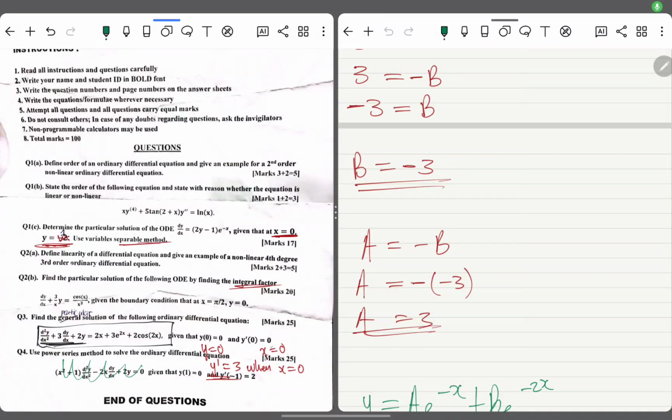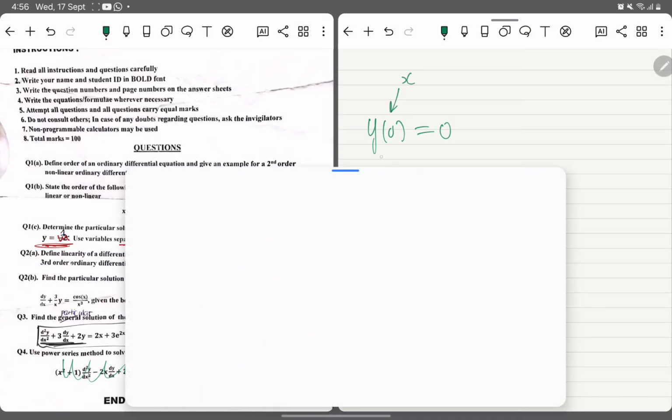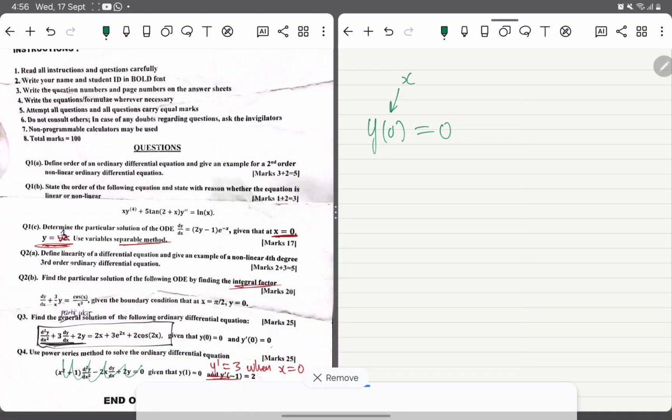About these conditions that you are given here. If they tell you that y of 0 is equal to 0, it means when x is 0, y is 0, because the value in here is for x. Isn't y a function of x? So if they say y of 0 is equal to 0, this is the value for x. So when x is 0, y would be 0.